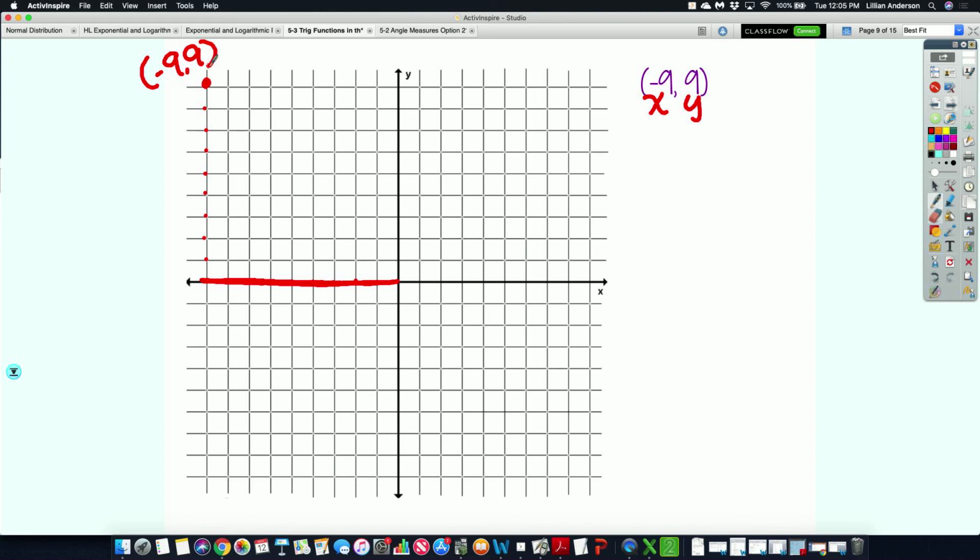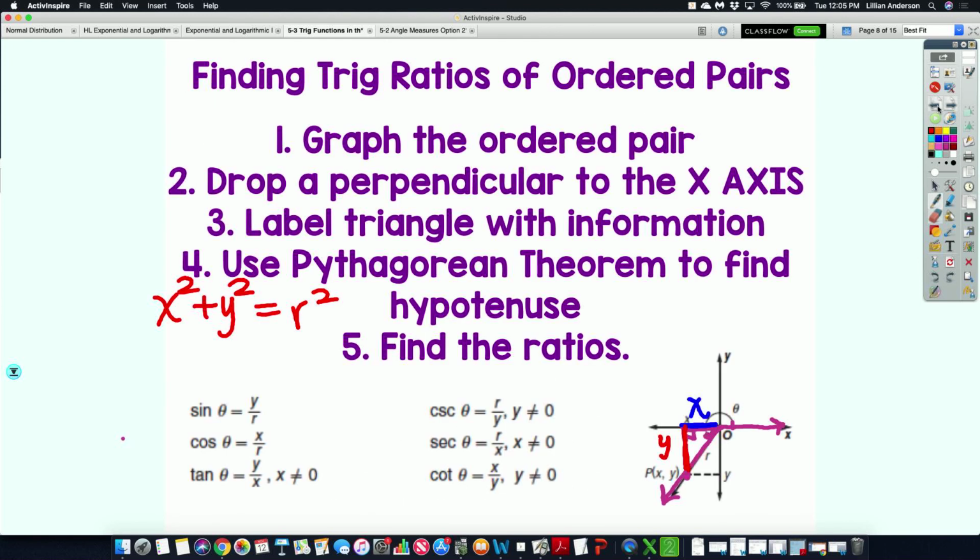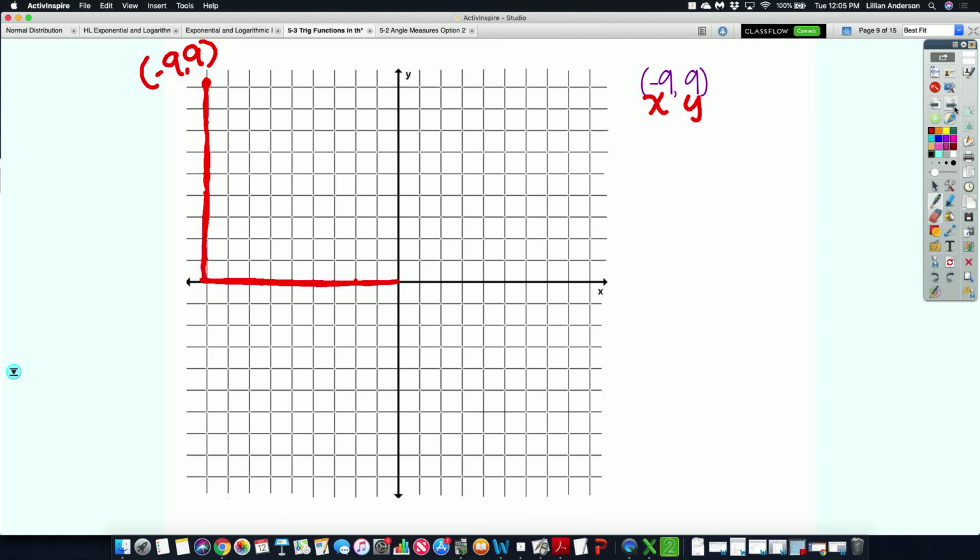Okay? So I apply my ordered pair. Step 2 says to drop down the perpendicular. I need to create my triangle. My triangle is formed by drawing the hypotenuse back to the origin. And I need to label this triangle.